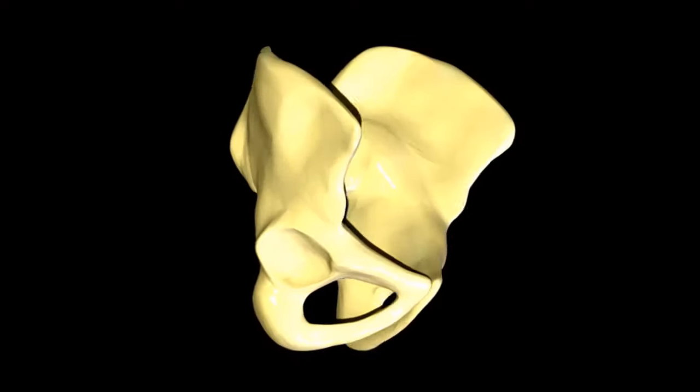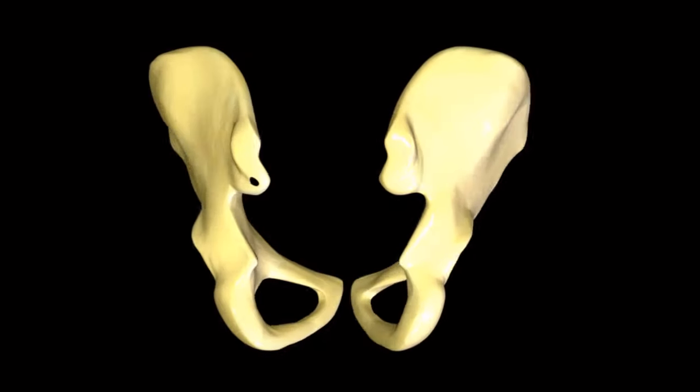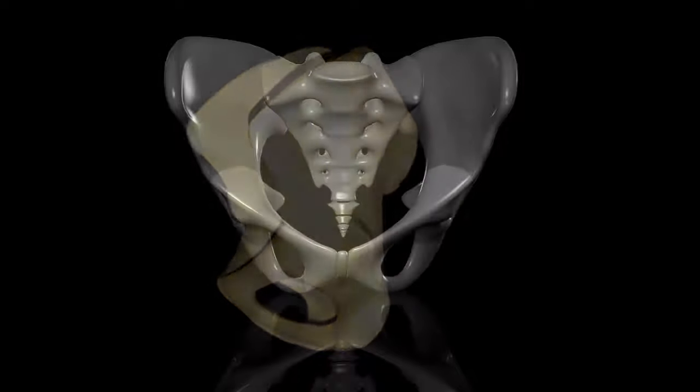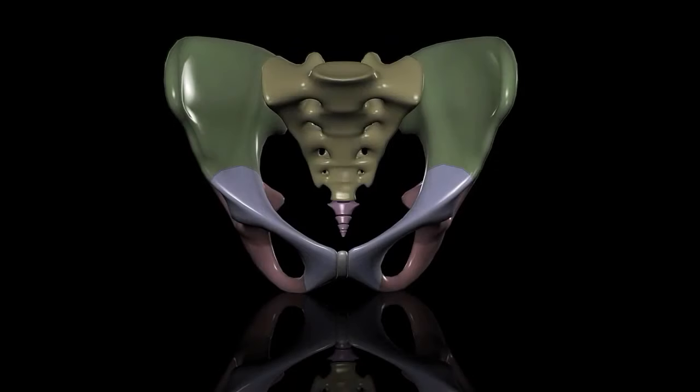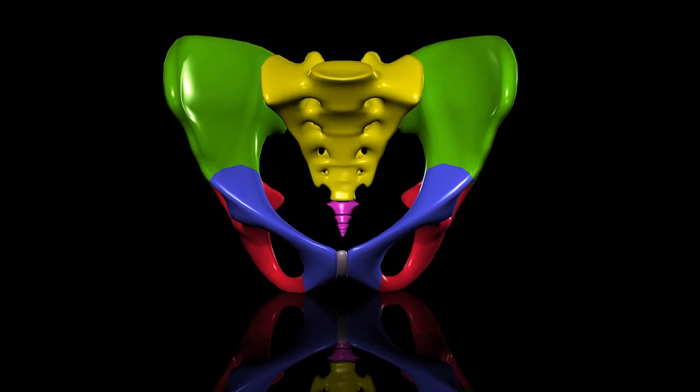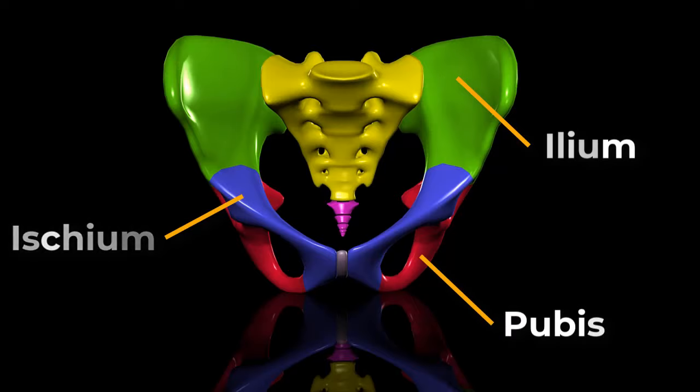The hip bone or coxal bone forms the pelvic girdle portion of the pelvis. Each adult hip bone is formed by three separate bones that fuse together during the late teenage years. These bony components are the ilium, the ischium, and the pubis.